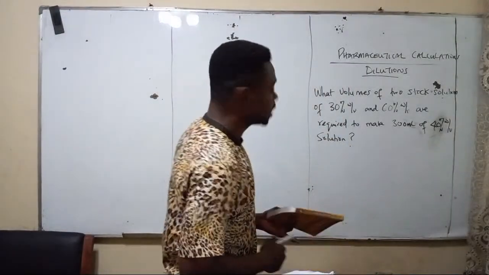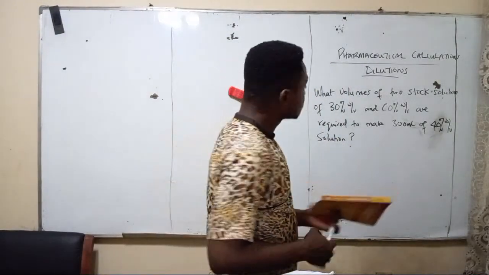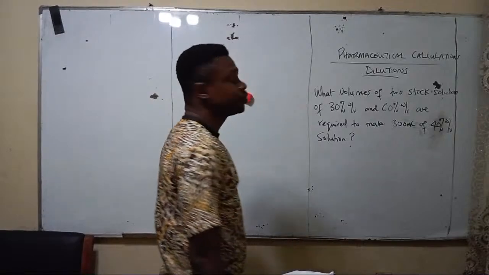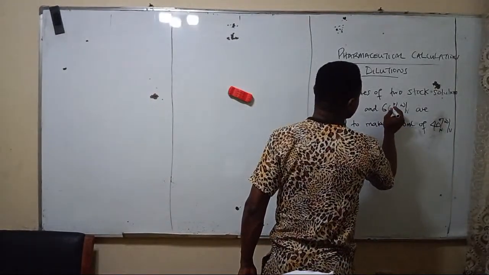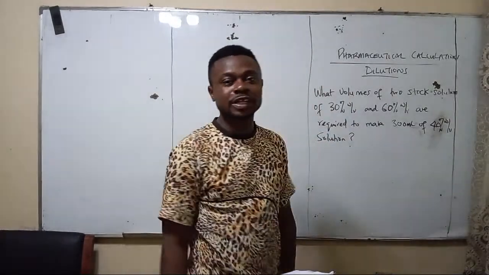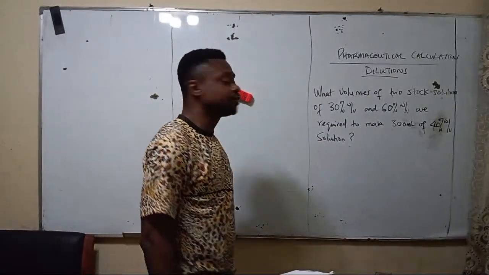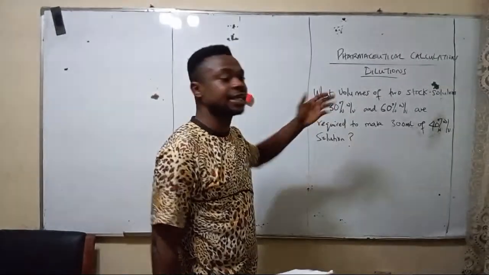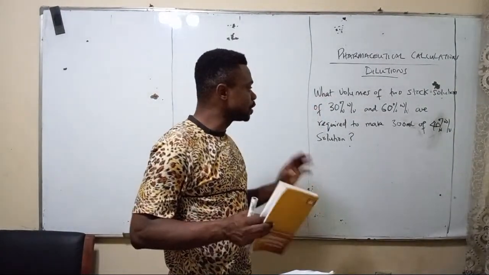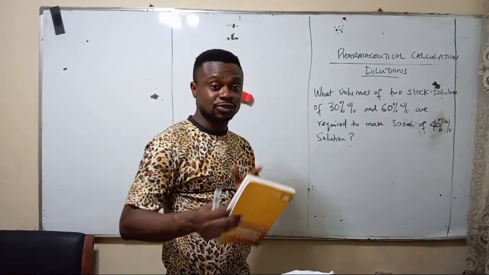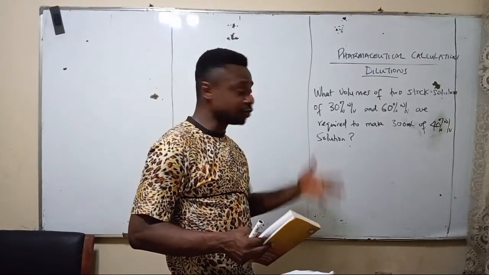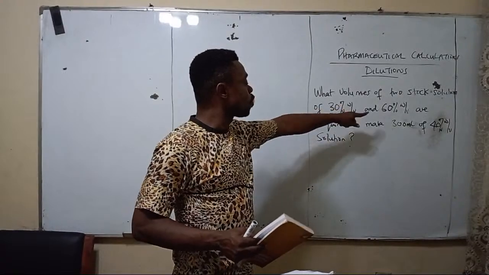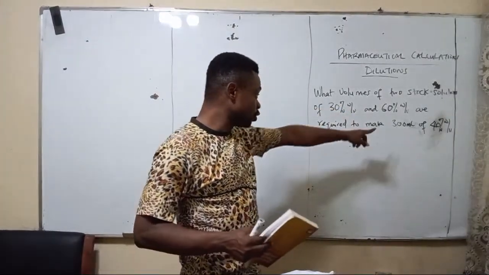Okay, the question says, what volumes of two stock solutions of 30% weight in volume and 60% weight in volume are required to make 300 ml of 40% weight in volume solution? As you can see, this question has to do with combining two stock solutions of different concentrations to produce another solution of entirely different concentration and volume. But we know the volume of the solution we want to produce, but we don't know the volume of this and this to combine to be able to produce 300 ml of 40% solution.